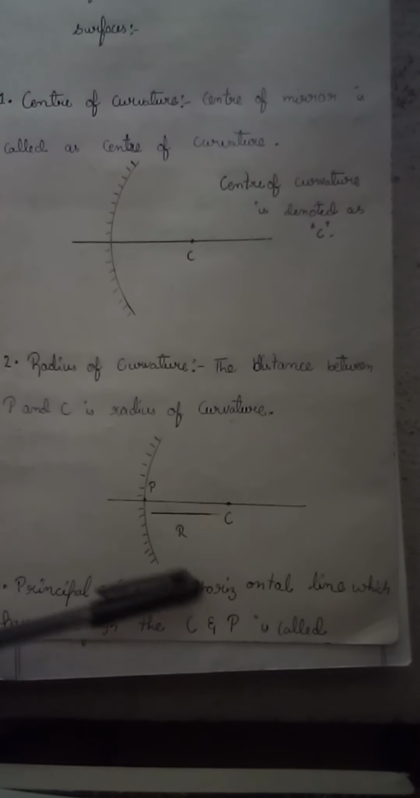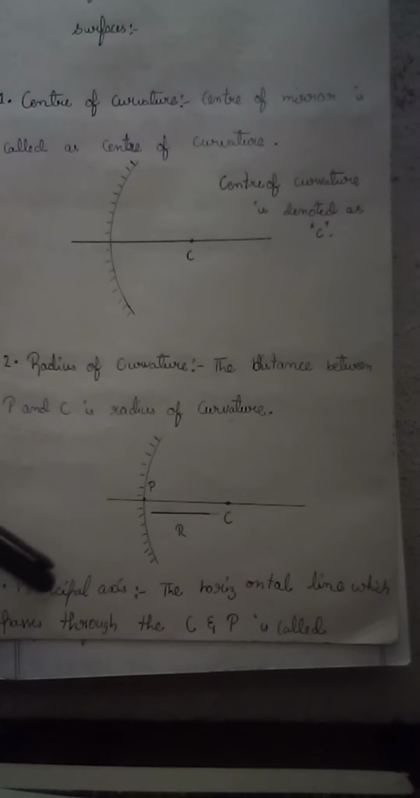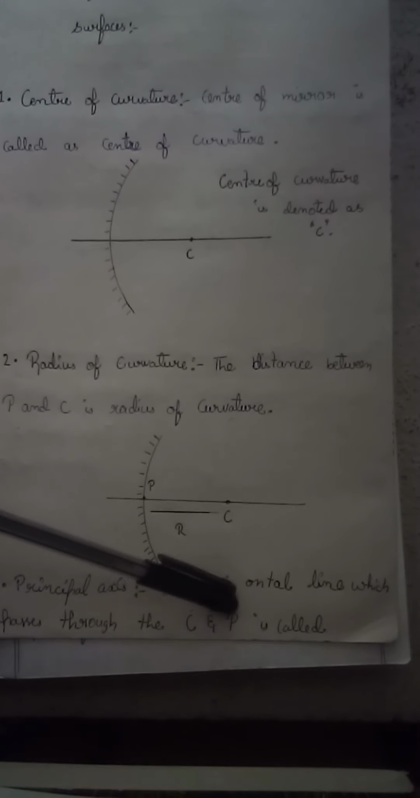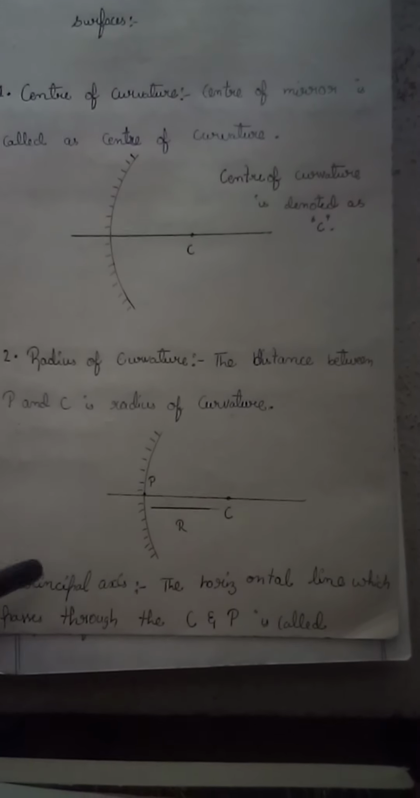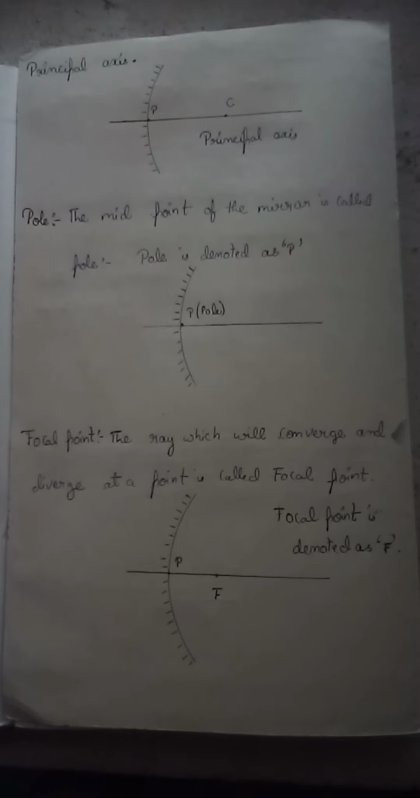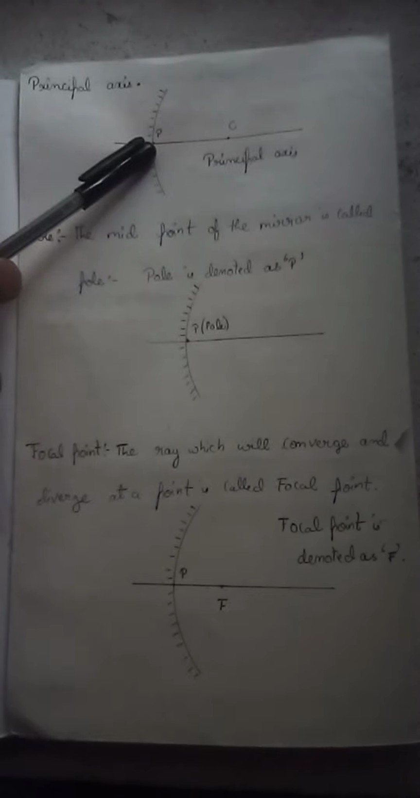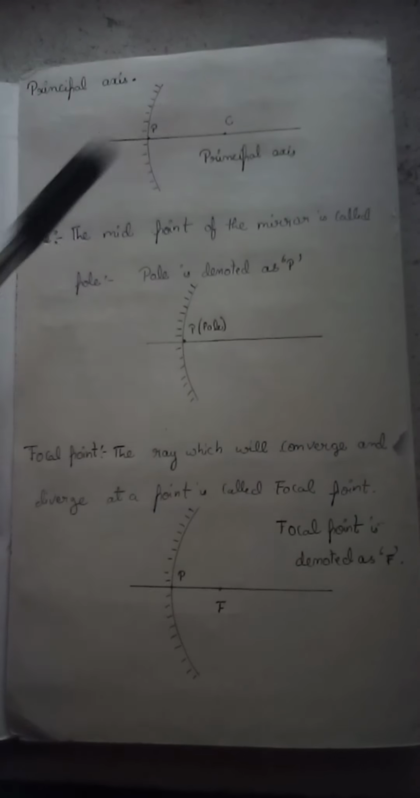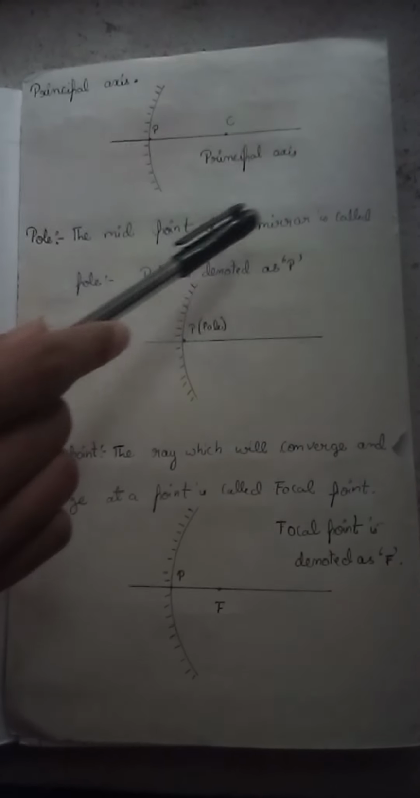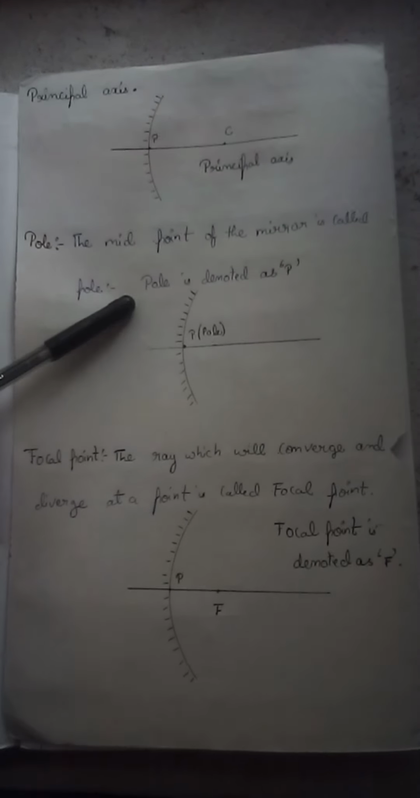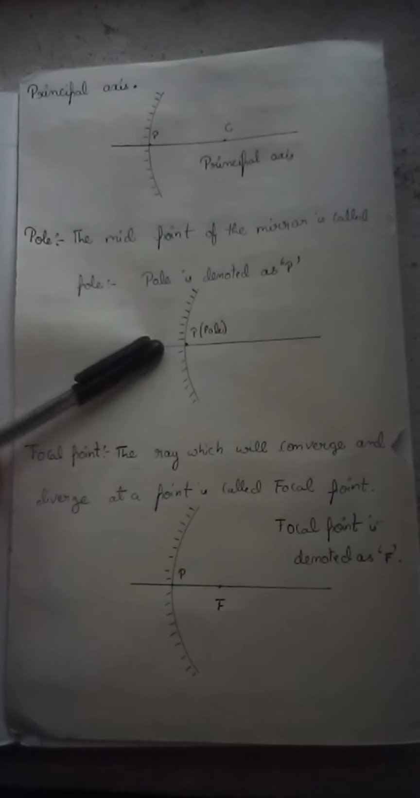Principal axis. The horizontal line which passes through C and P is called the principal axis. Next, pole. The midpoint of the mirror is called the pole, and the pole is denoted as P. This is the pole.